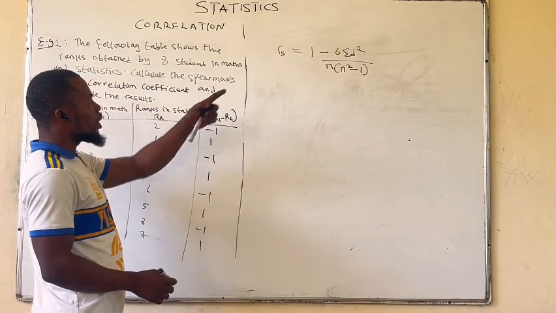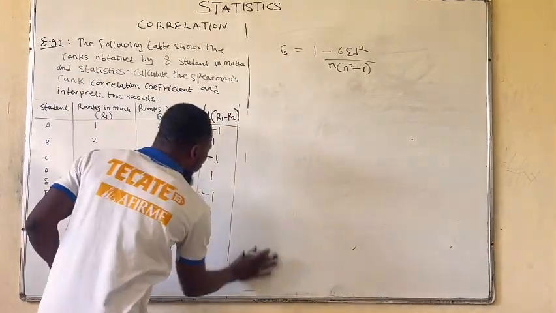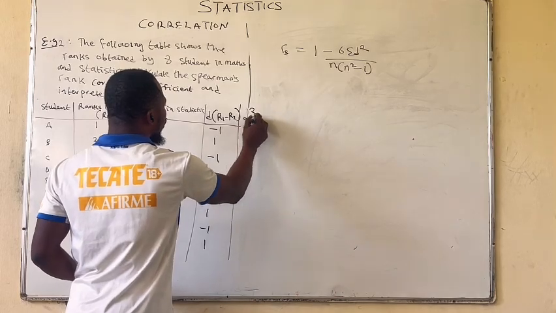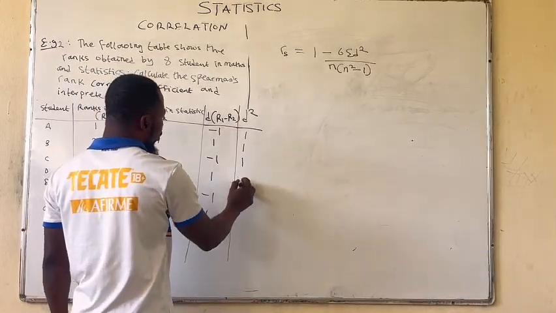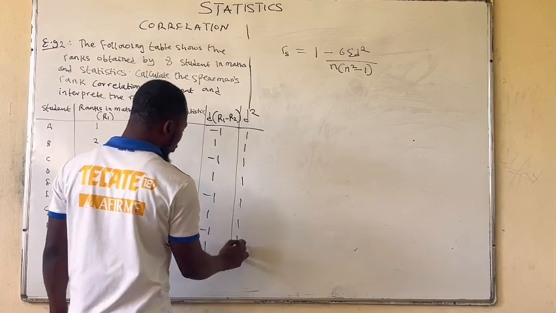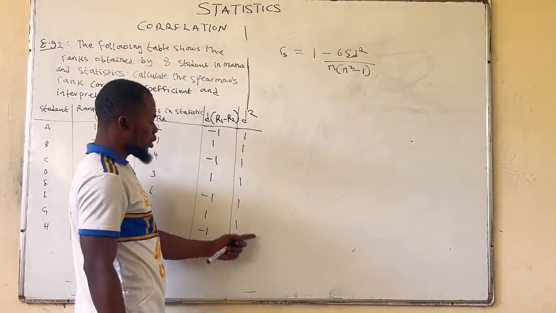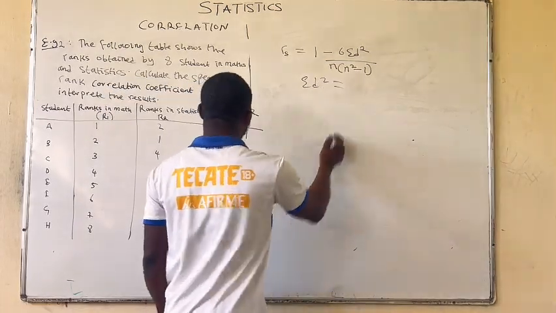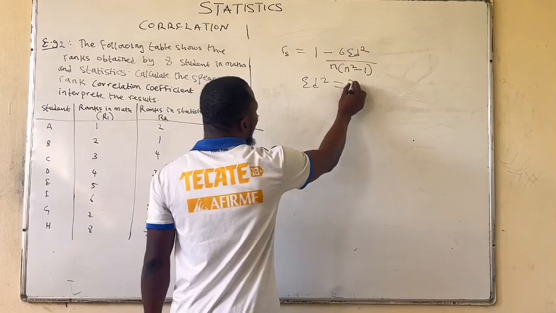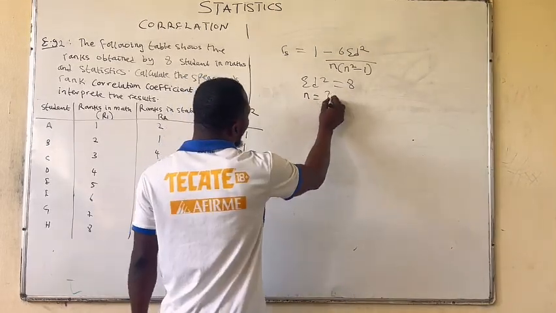This is our D, and we need D squared. 1 square gives us 1, and so on, each one is 1. So the solution of our summation of D square will be equal to 8. And our N, which is the number of observations, is 8.